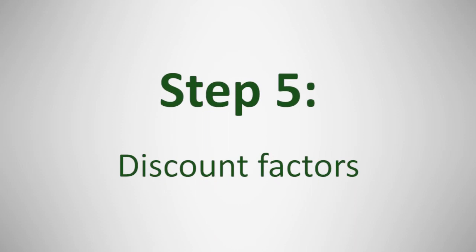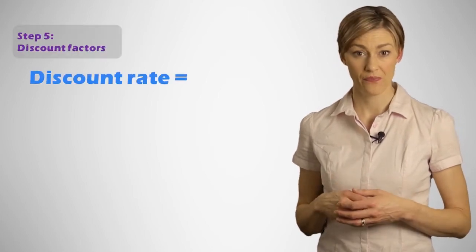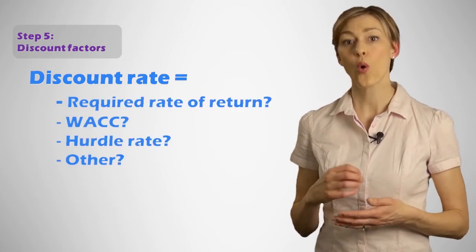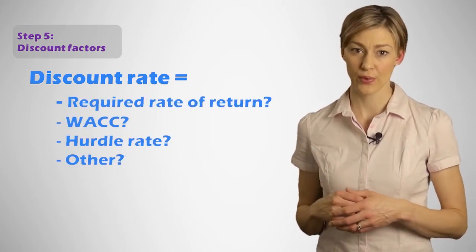So, now that we have worked out all of our cash flows, we need to determine the discount factor to apply for each year so that we can calculate the present value of those future cash flows. To do this, we need to know the discount rate to apply, remembering that this will usually be the required rate of return or weighted average cost of capital.